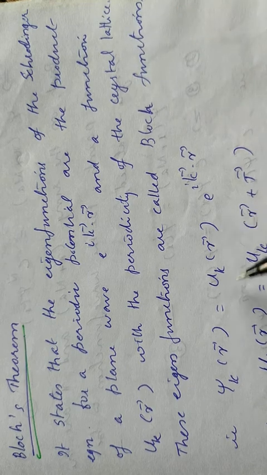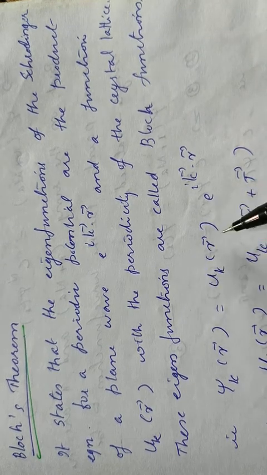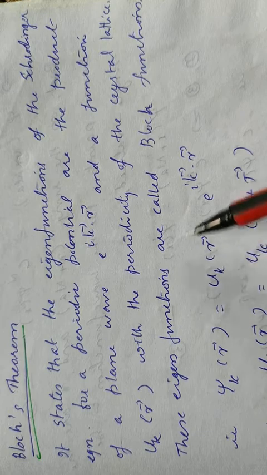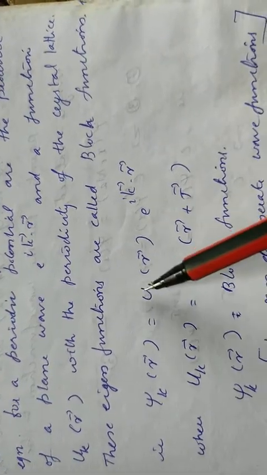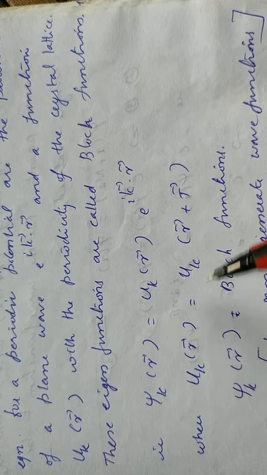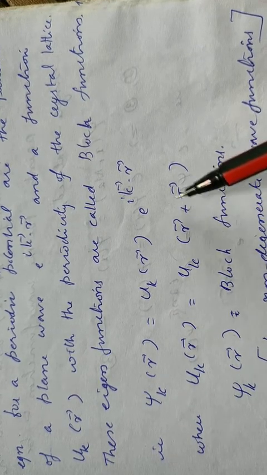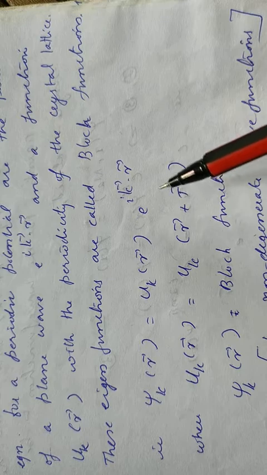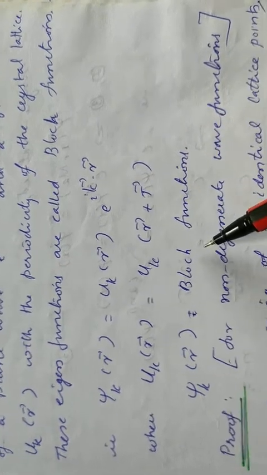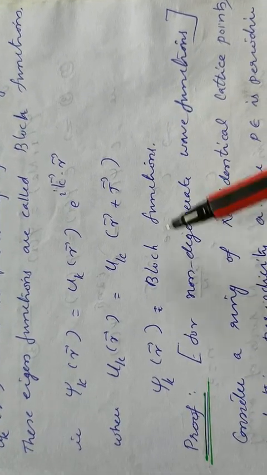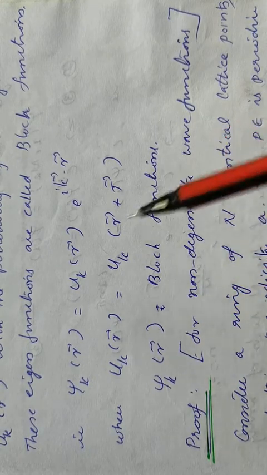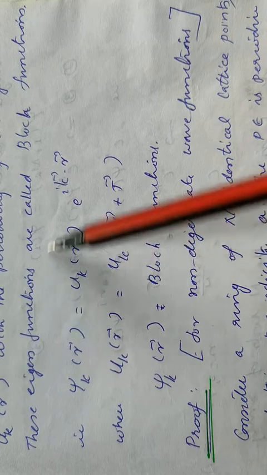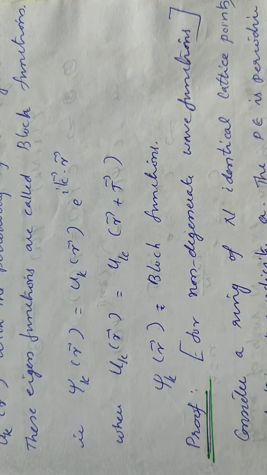So this function is a periodic function, and its periodicity is equal to the periodicity of the crystal lattice. It can be represented as u_k of r equals u_k of r plus t, where t is the periodicity of the crystal lattice. So psi k of r is known as the Bloch function, represented in this form. This is the Bloch theorem.